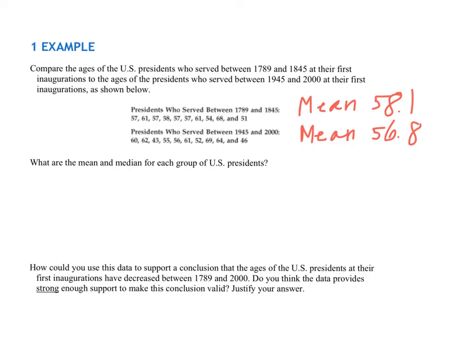Another central tendency is median. Median is the middle number. The thing is, you have to put the numbers in order first in order to find out which one is the actual middle. So the first thing we need to do is organize these numbers so that they're in numerical order.